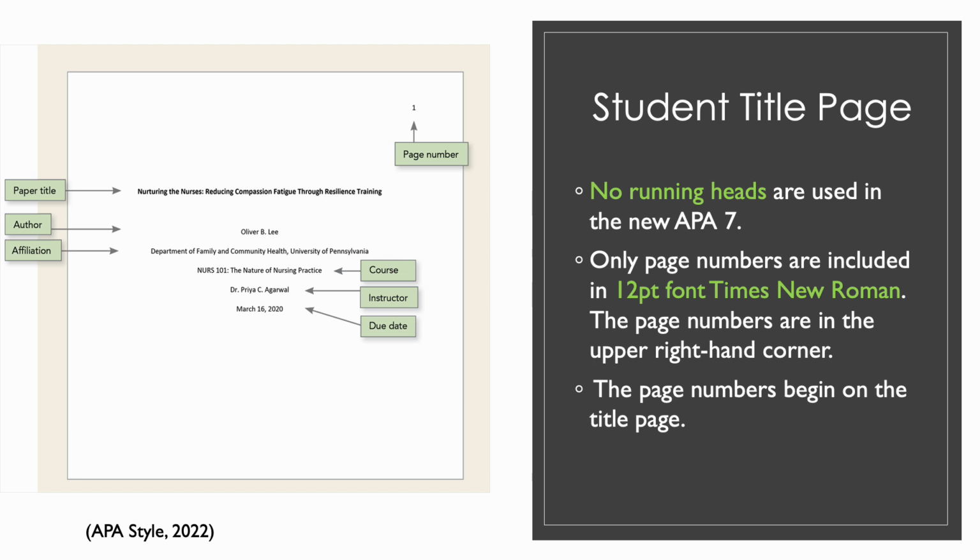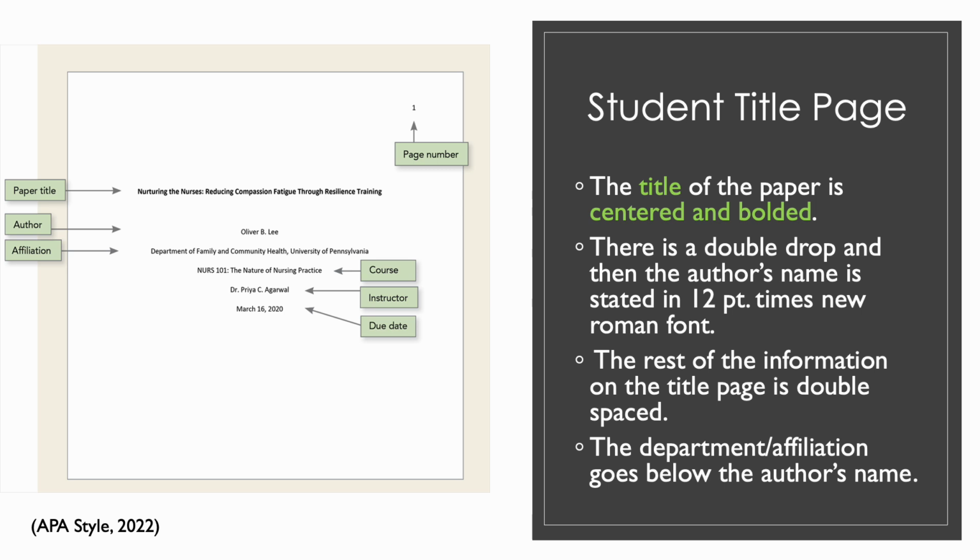Some things to make note of is that the student title page has no running heads in the new APA 7th edition. Only the page number is included in the heading. The page number is to be changed to 12-point font Times New Roman and located in the upper right-hand corner of the page. Numbering the pages already begins on the title page.